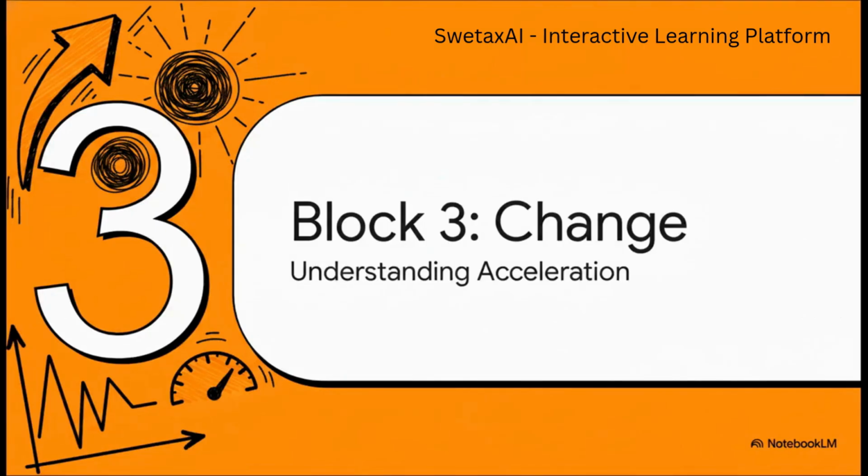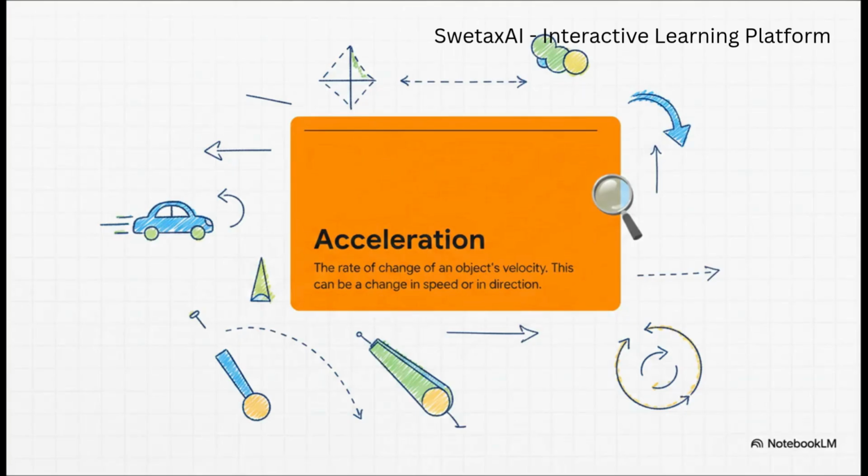Okay, so let's recap. We figured out where we are and we know our velocity, how fast and in what direction we're headed. But motion is rarely that simple and constant. So what happens when it changes? Well, that brings us to our third and final building block. And that change has a name: acceleration.